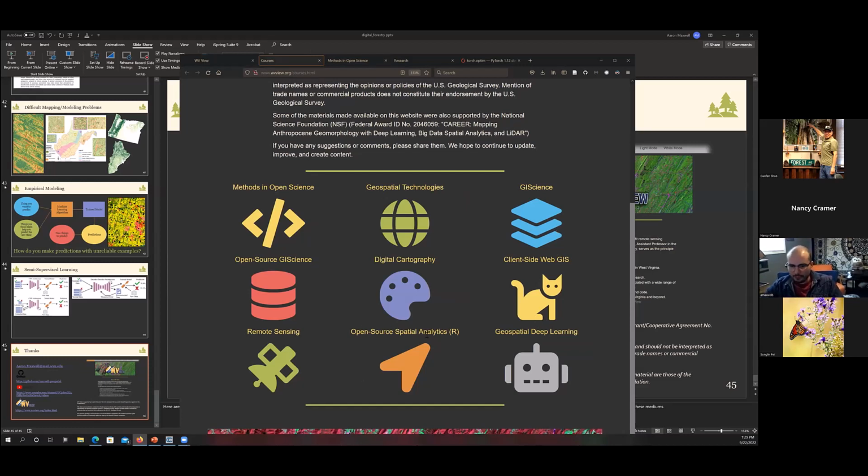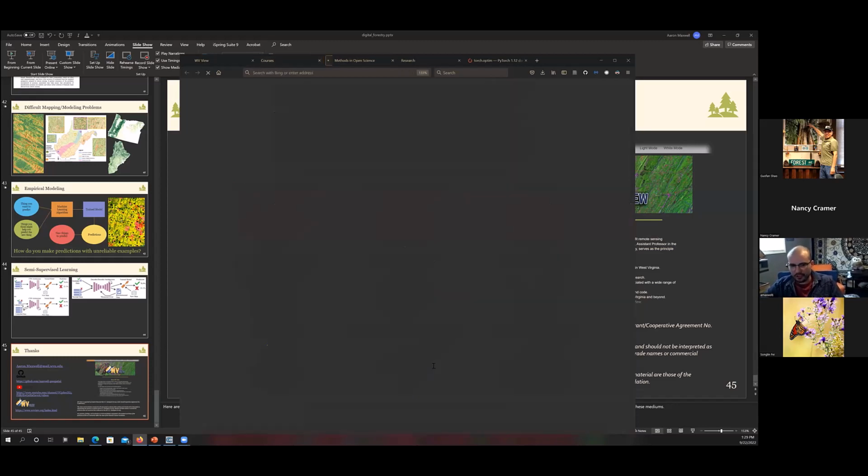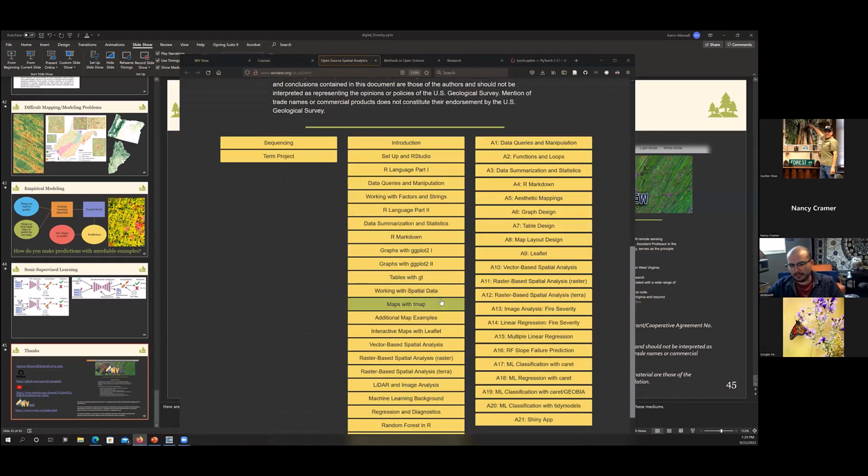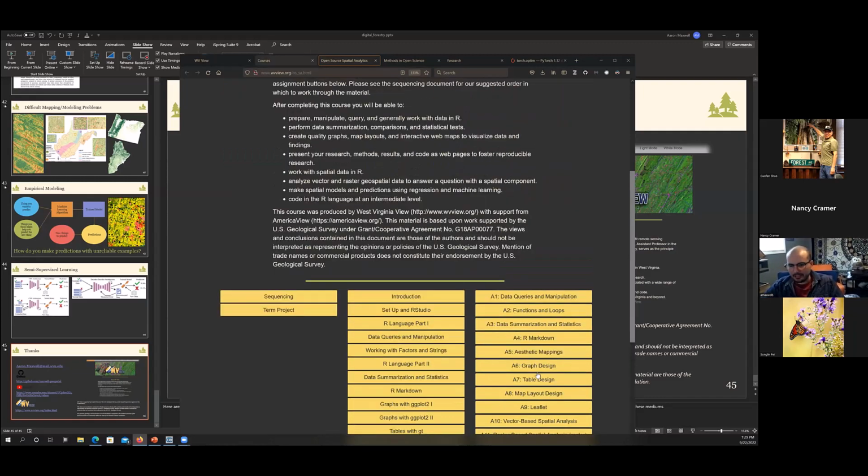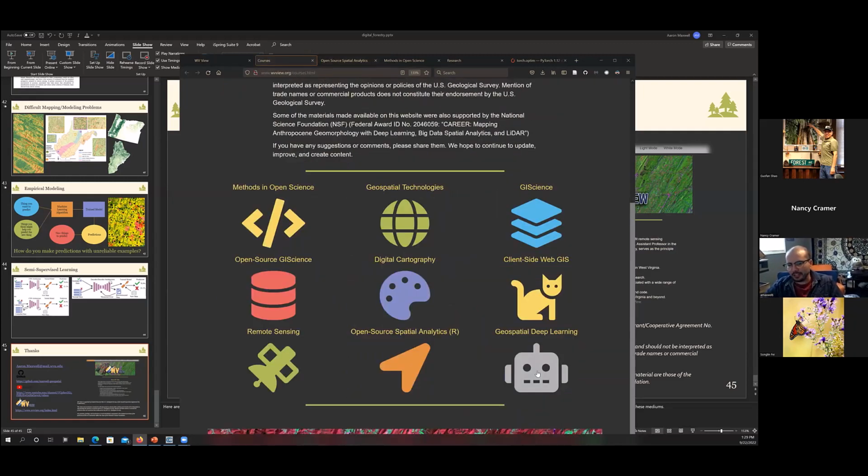My open source spatial analytics class is an R course, so it's doing GIS and spatial analysis and spatial predictive modeling in R. And then this last class here is a short thing we're still adding to about geospatial deep learning using PyTorch and ArcGIS Pro.